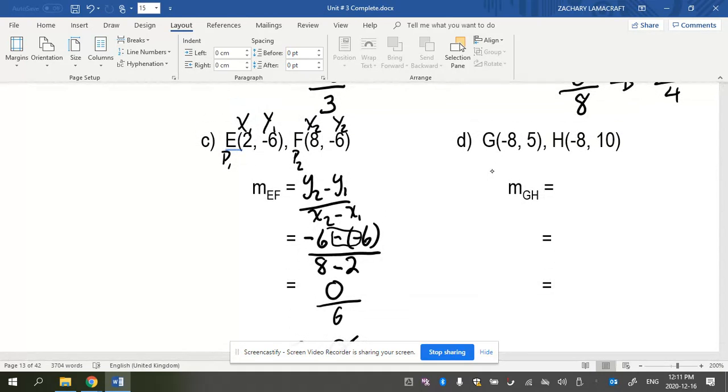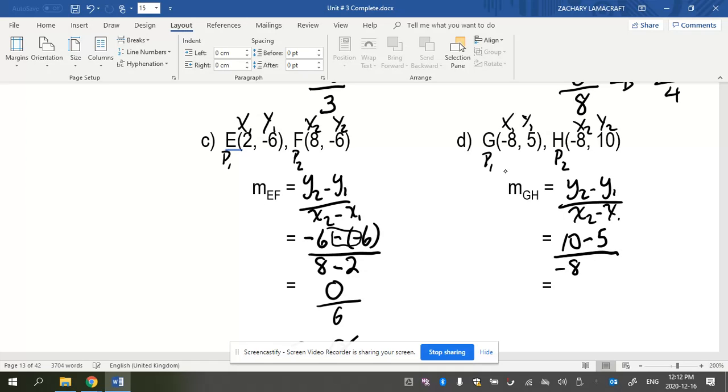Okay, last but not least, if we remember, G to H was that straight up and down line. So we'll show you kind of what happens there. x1, y1, x2, y2. So again, y2 minus y1 over x2 minus x1. If I fill those in, y2 being 10, y1 being 5, x2 being negative 8, subtract x1 being negative 8.